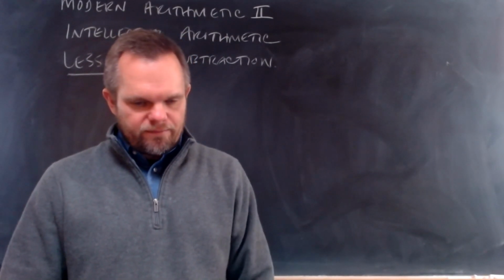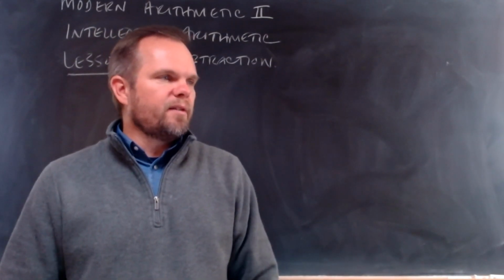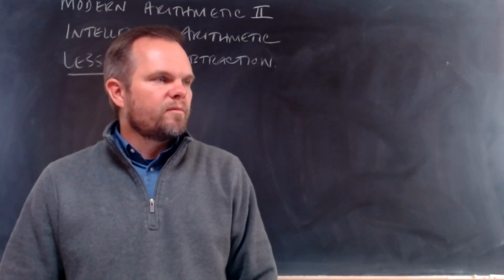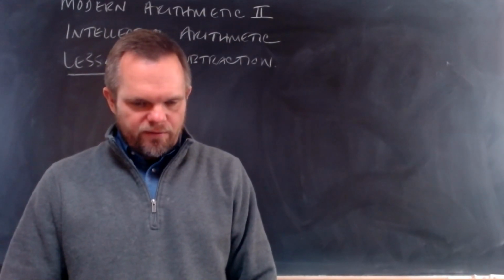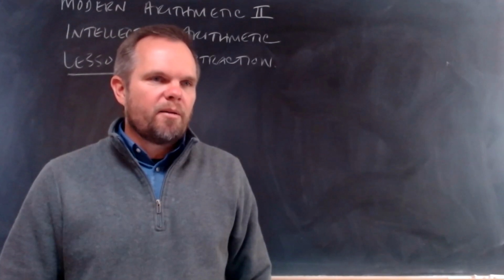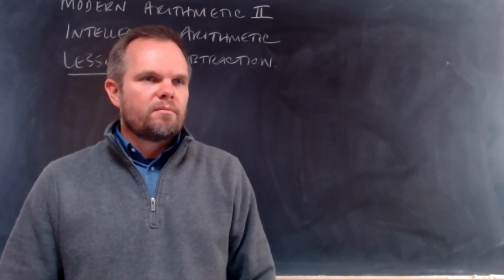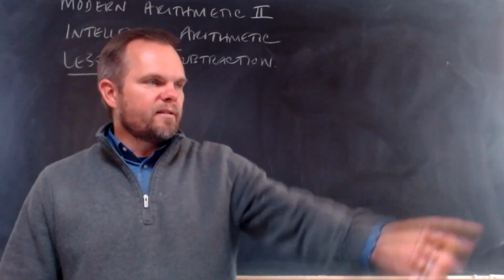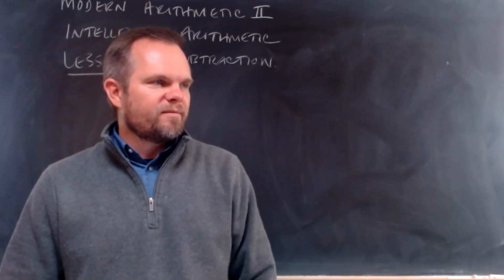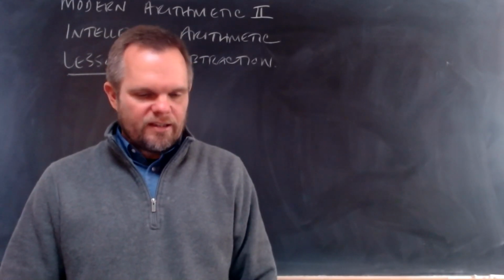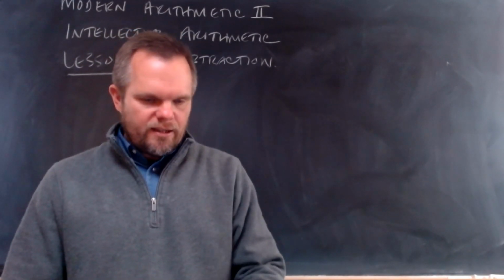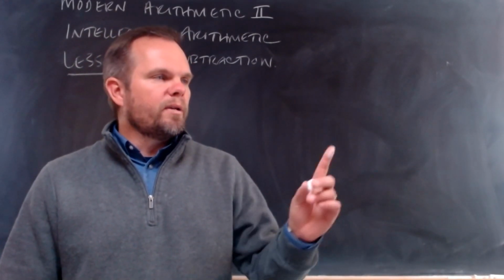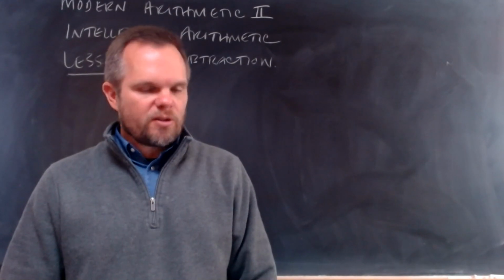So number 7, 2 from 6 leaves how many? 2 from 6 leaves 4. Good. 2 from 8 leaves how many? 2 from 8 leaves 6. 2 from 11 leaves how many? 2 from 11 leaves 9. Good. Okay? So we can see that in question 7, the questions have no objects. There's nothing to count. We just think of numbers. That's intellectual arithmetic.